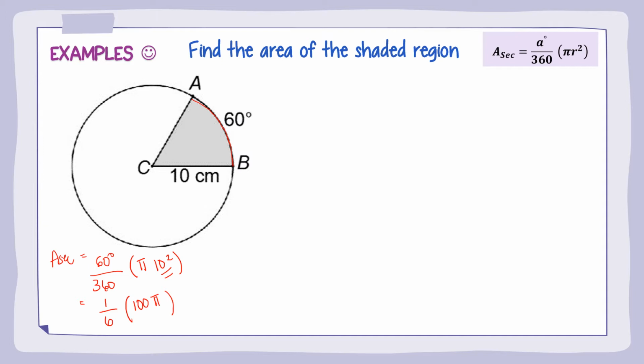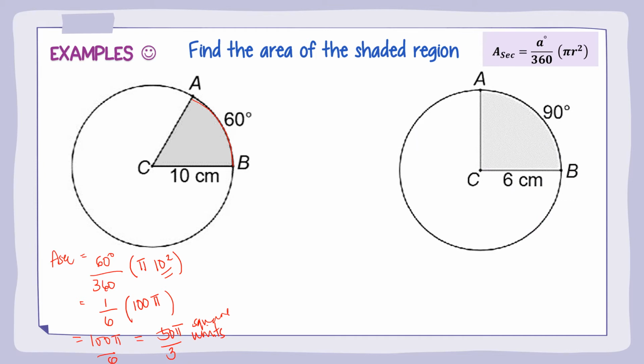So 1 times 100 is 100 pi over 6. And we still need to reduce to lowest term. So we just divide by 2. We have 50 pi over 3 square units. There is no unit of measure indicated. Next.